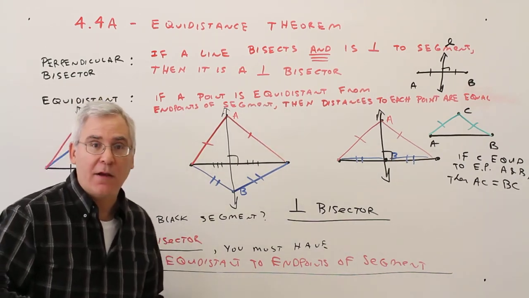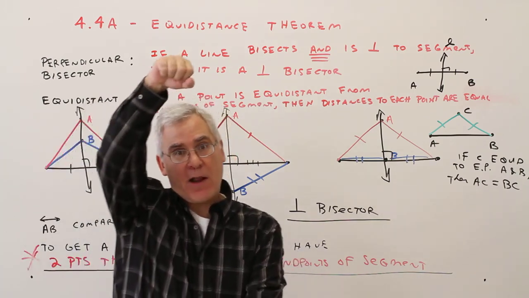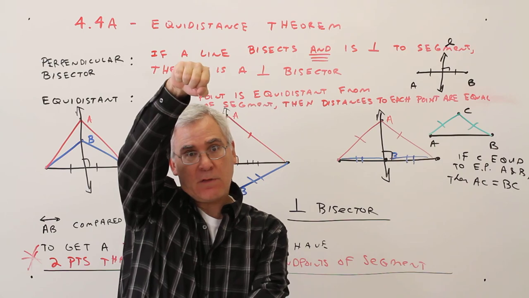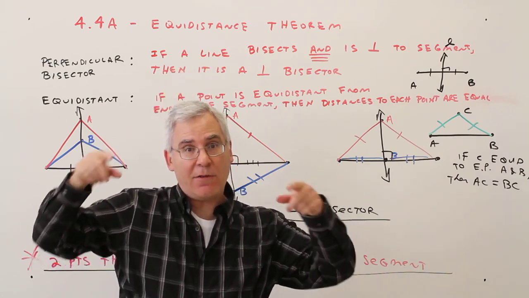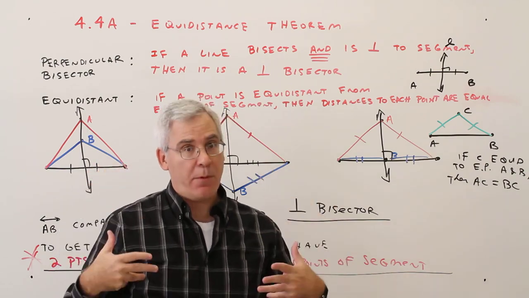I'll say it once again. To get a perpendicular bisector, you've got to have two points such that they are equidistant to the endpoints of the segment, and then if you connect those two points, you will obtain a perpendicular bisector.